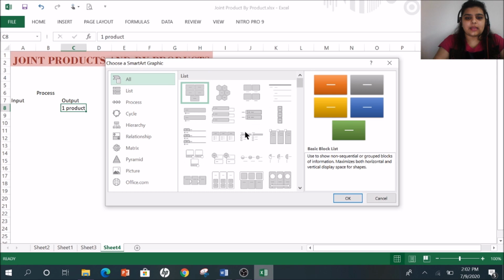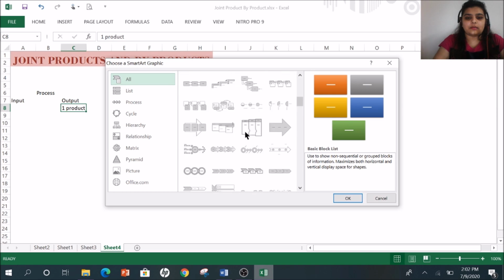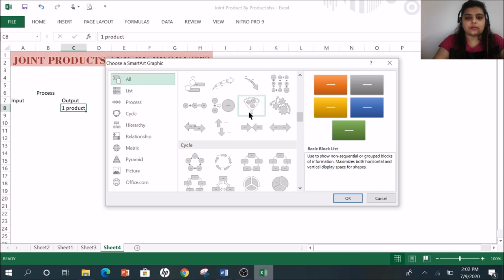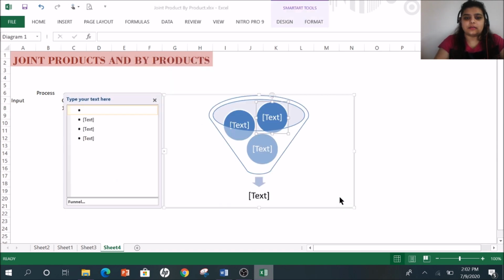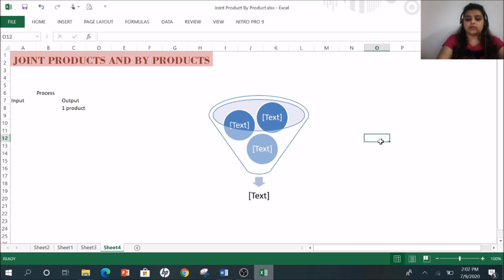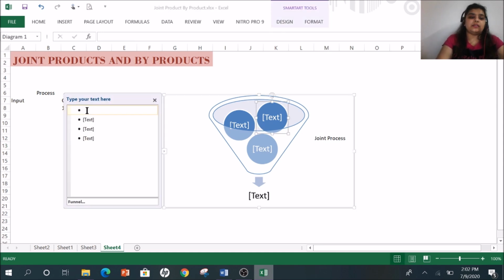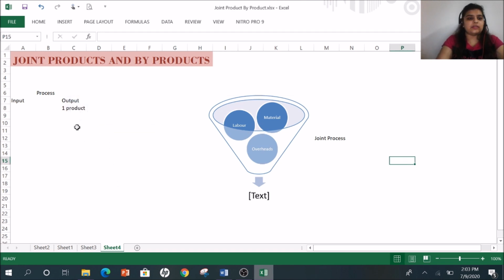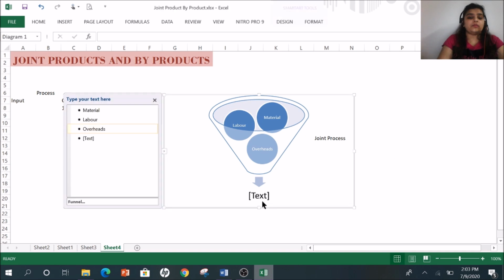Let us say that this is the process. Now, this is a process. I will call it as joint process. इसको हम लोग joint process बोलते हैं. Now, what do I do in this joint process? There is some material. Then to convert, I have some labor cost and I have certain overheads. All these expenses I have incurred in the joint process, that is this process. At the end of the process, what do I need? I need an output, right?